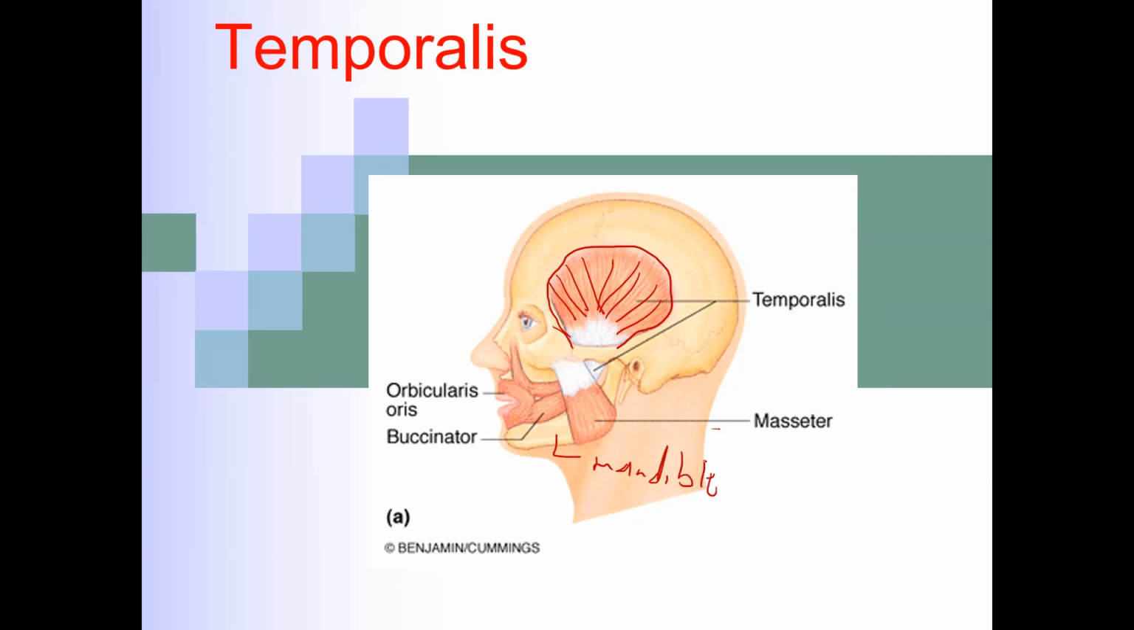So what kind of motion does this cause? It can elevate and retract the mandible. So it can pull the mandible up and back, right? Now this bone is particularly important when you're grinding the food, because when you're chewing, you close the mouth down on the food, so that's up. Then you pull your jaw back to grind the food between your teeth. So the temporalis muscle is very important for chewing.